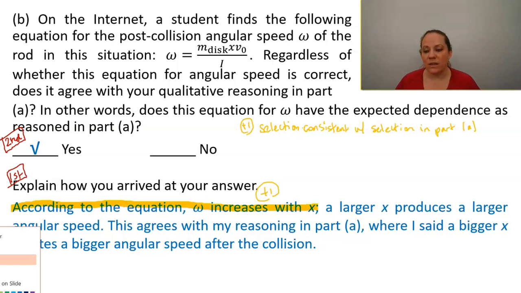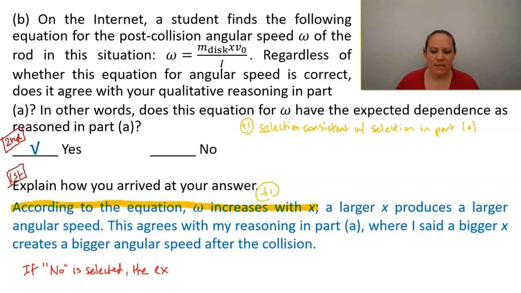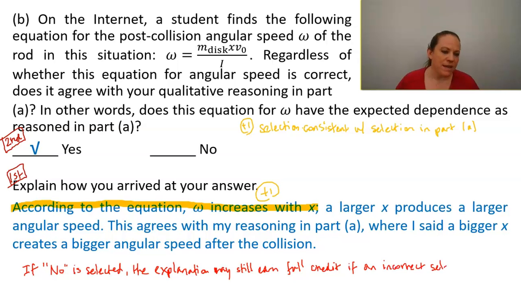And there was a note that is also worth discussing for you, which is that if no is selected, the explanation may still earn full credit if an incorrect selection was made in part A. So if you messed up in A, but basically fixed it here by saying, oh no, this equation doesn't match, then you can still earn your credit for the explanation.